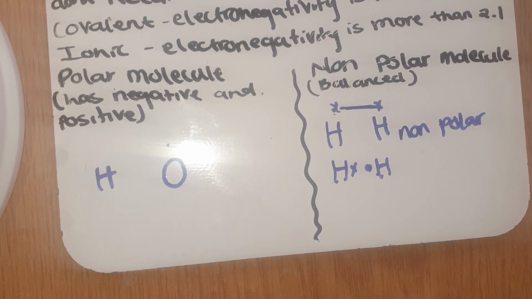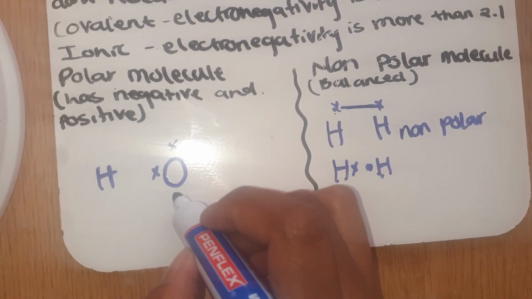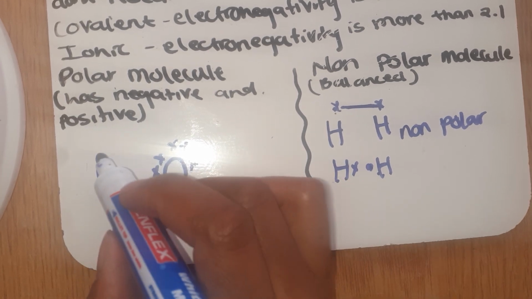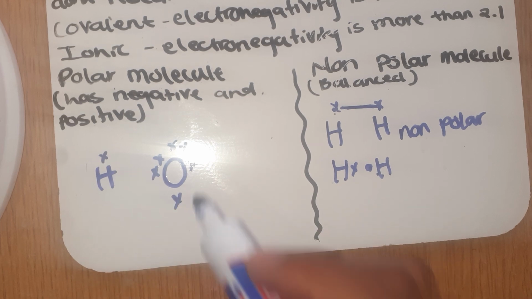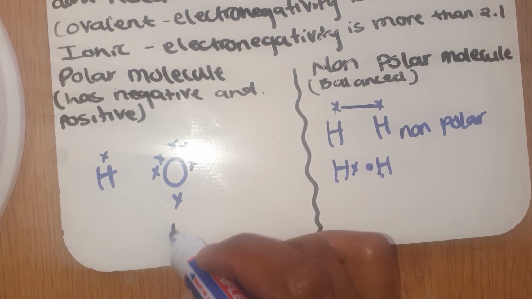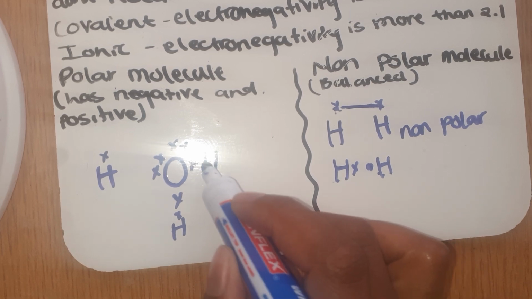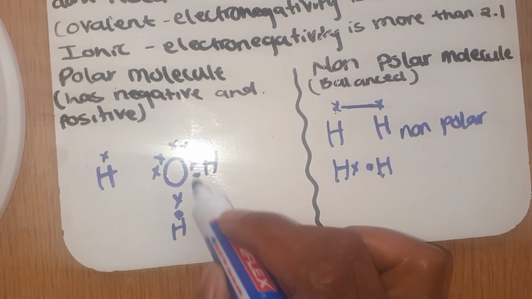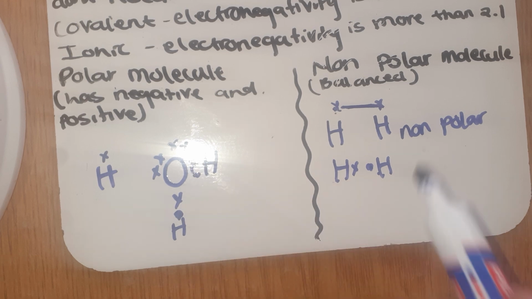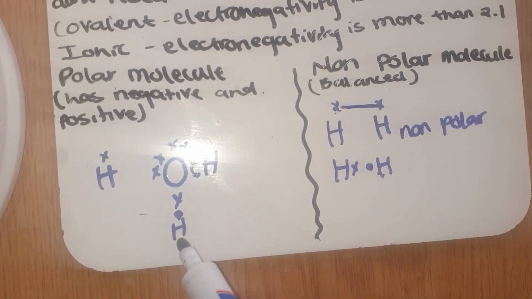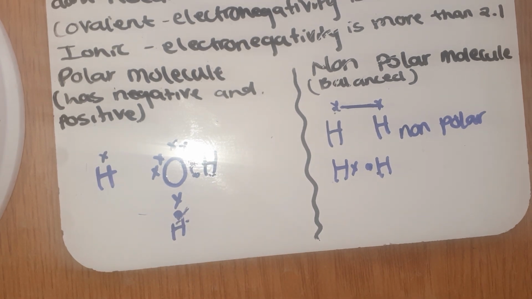So oxygen is in group 6, so it has 1, 2, 3, 4, 5, 6 valency electrons, and hydrogen has 1. So this hydrogen will give its own valency to this one, and then we have to create one more oxygen so that it bonds with the other valency electrons. So this is how we have H2O, and this is still a polar molecule.